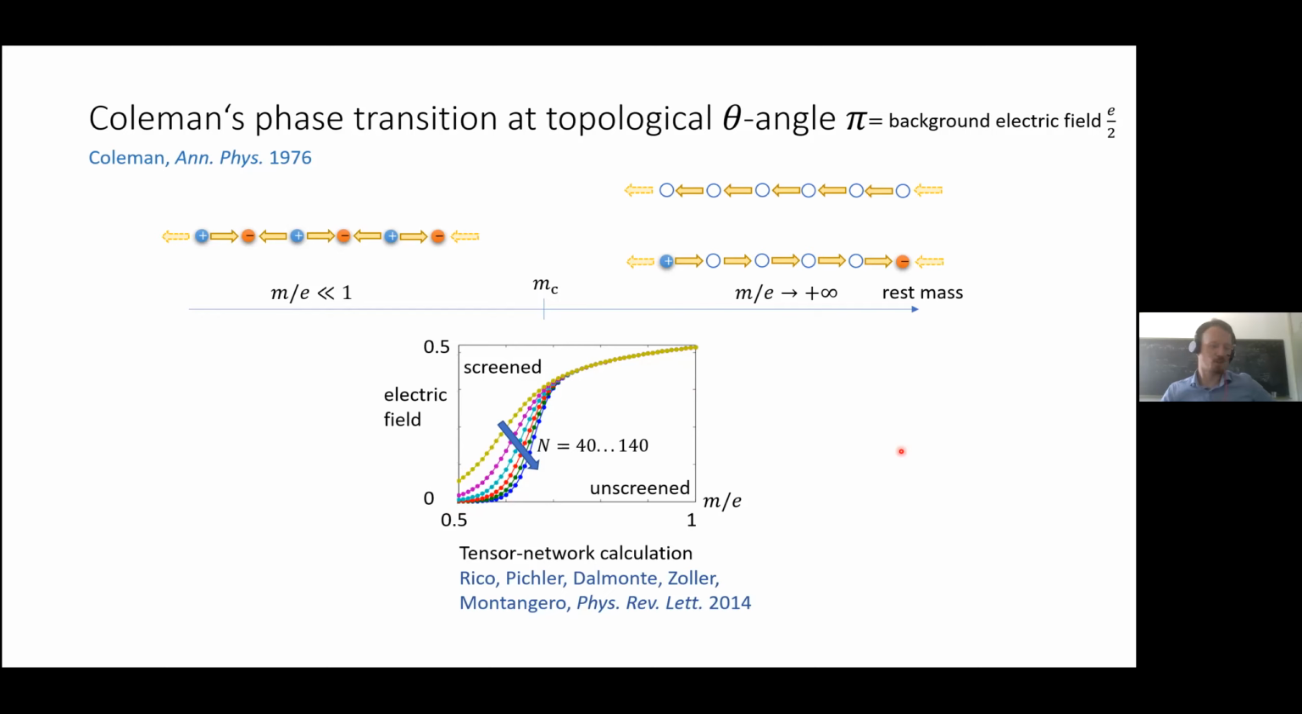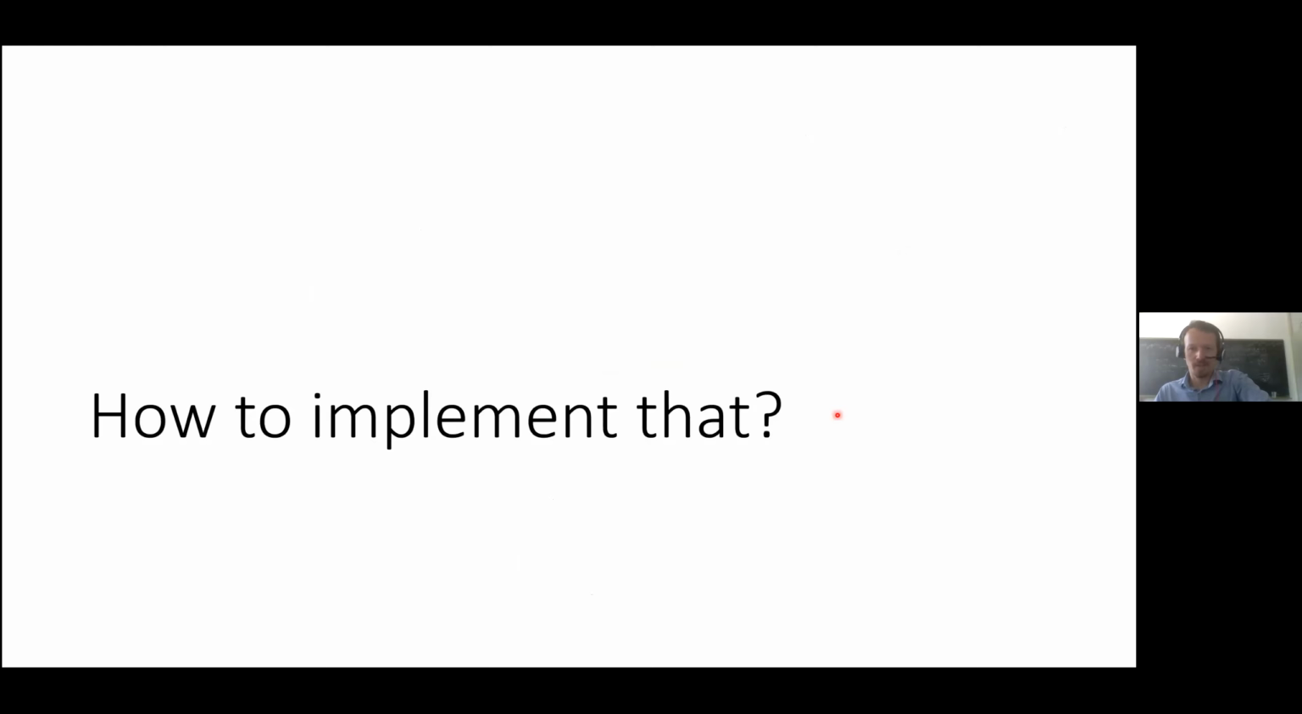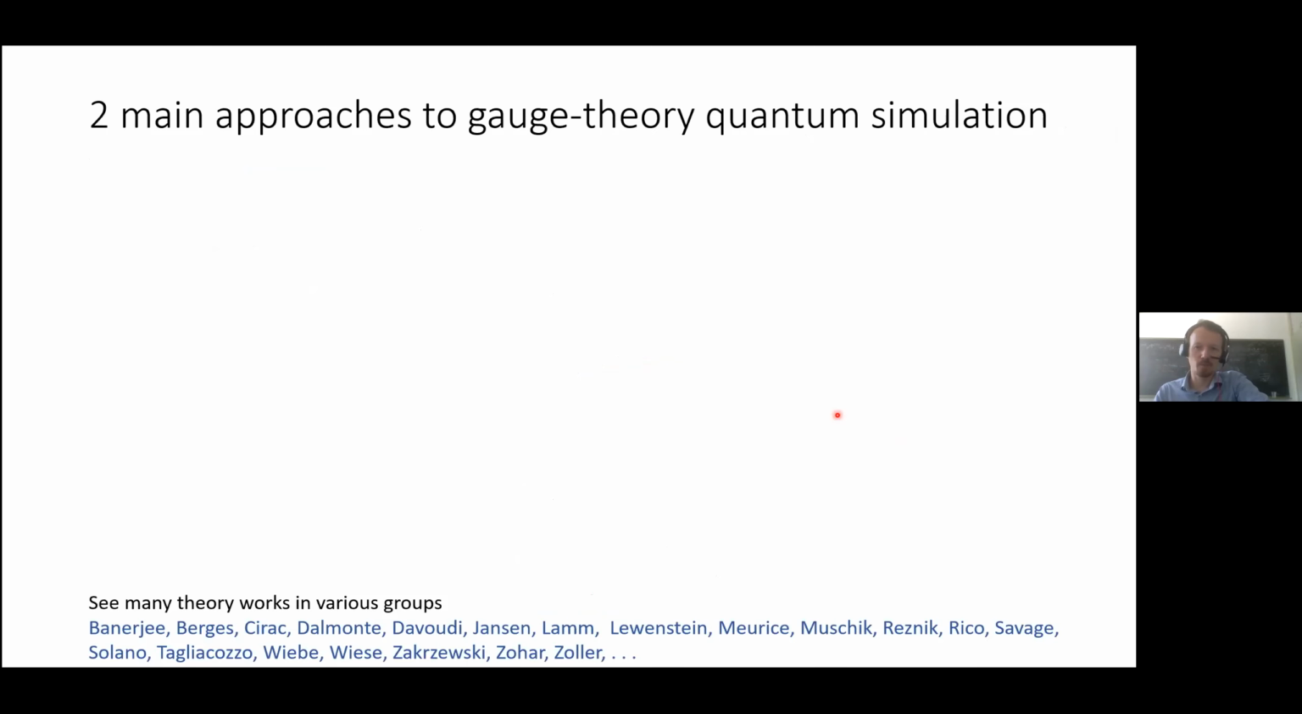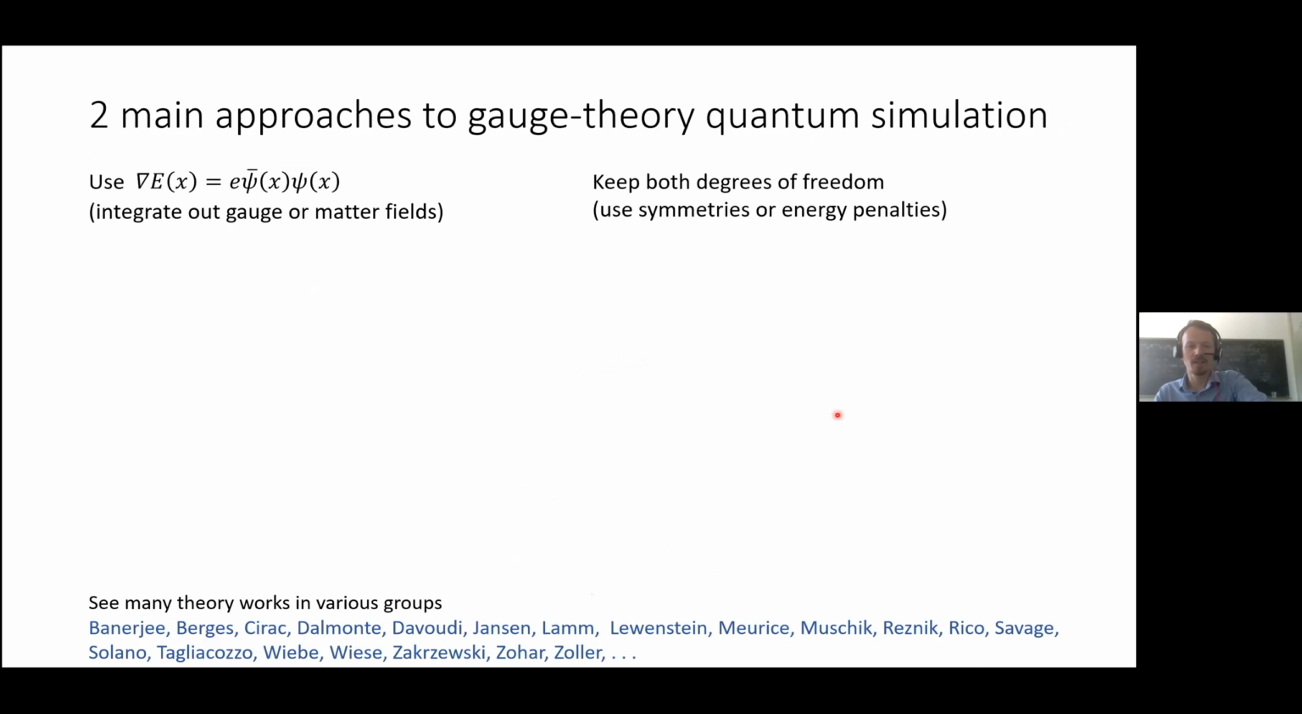Okay, so let's say now this is our target model, and let's say this is our target physics that we want to see to benchmark if we can actually see interesting many-body effects in such quantum simulators. And so the question is how to implement such a thing. Well, just to briefly give you an idea, in the community, I think there are two main approaches to realize gauge theories in quantum simulation.